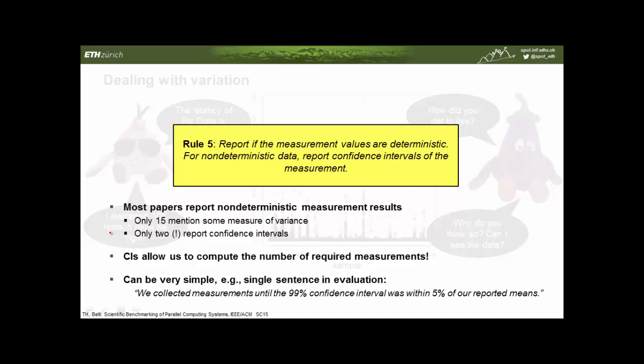You can just say, look, we measured until the 99 or 95% confidence interval was within some percentage of our reported mean. So you always say, I report the mean or the median. We'll get to this. And I measured until my data was close enough. So this implies that your variance is small enough that the number you report is reasonable, right? Without this, your number could be completely random, right?